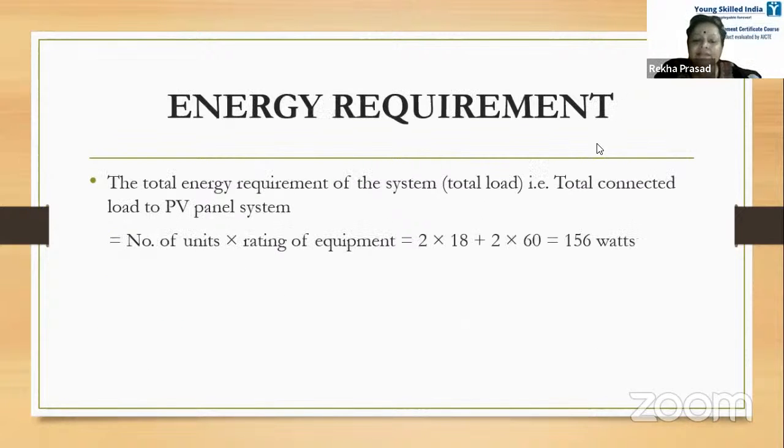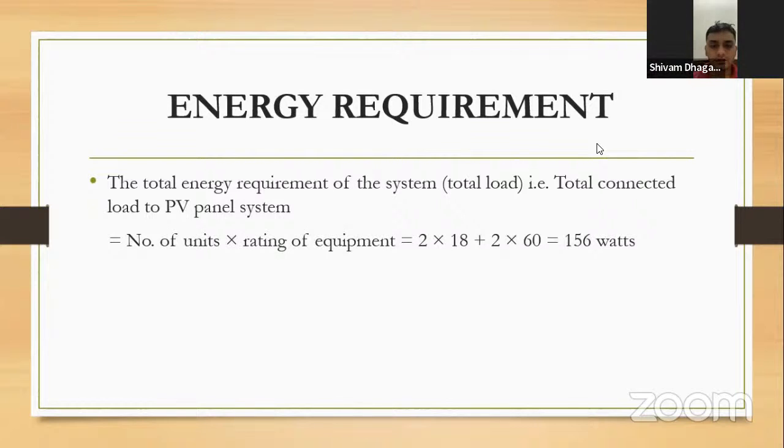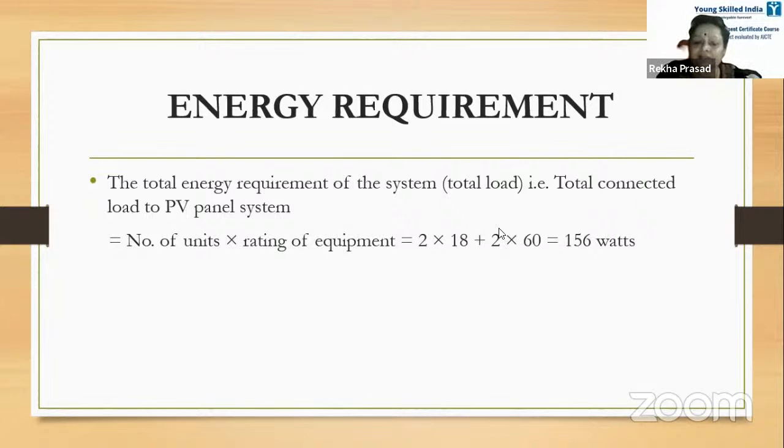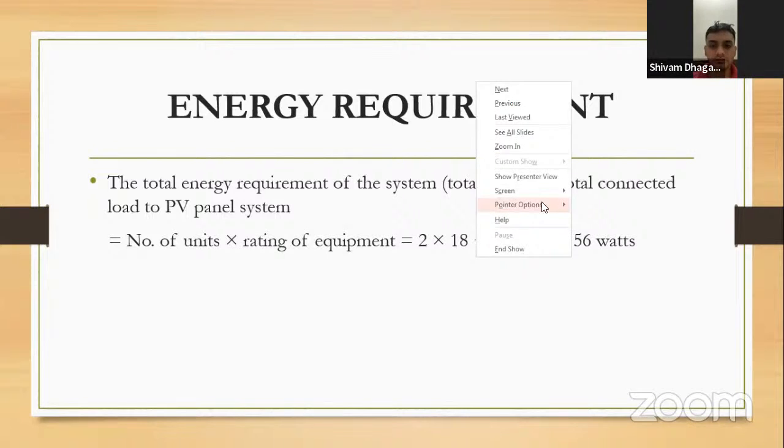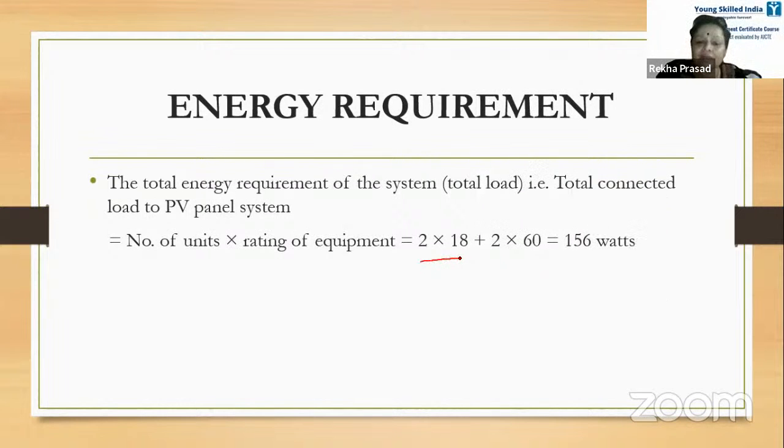So the total energy requirement of the system, that is the total connected load to the PV panel system, is the number of units into the rating of equipment. So you know it is 2 CFLs at 18 watts, and 2 fans at 60 watts. So the total is 156 watts. This is the required load.